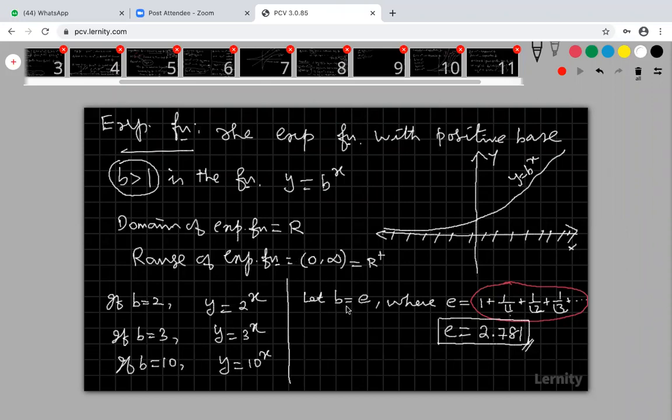Okay, right. Suppose I am taking base equal to e, what is my y? My y is e power x. If I am taking b equal to 2, my y is 2 power x. If I am taking e, 2.781, then y equal to e power x is called my exponential function. Please try to understand. An important point: if my base is 10, then this exponential function is called the common exponential function. If my base is e, then the function is called the natural exponential function.